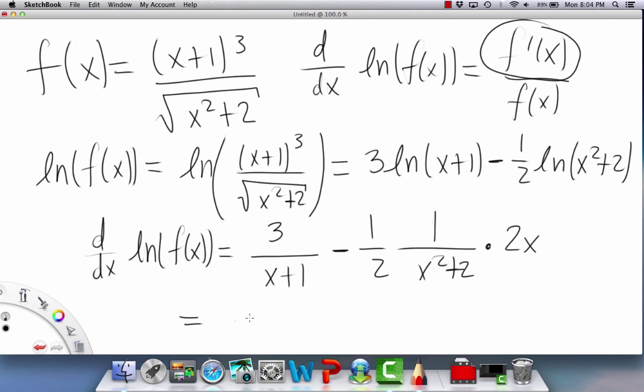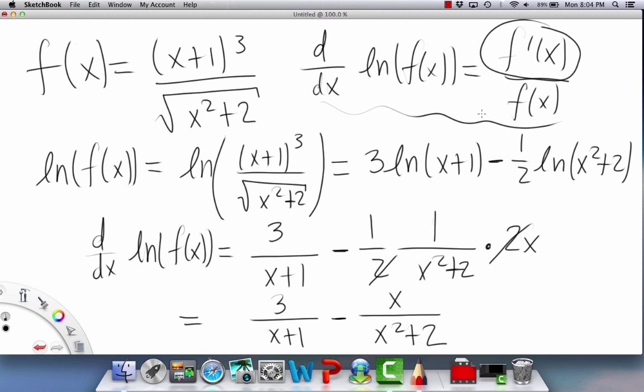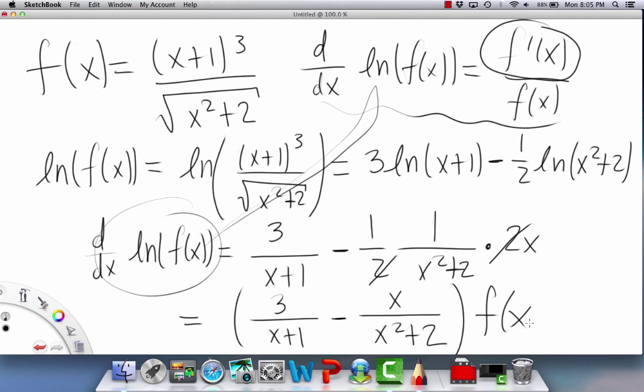Okay, let me rewrite this a little bit cleaner. So now we have 3 over x plus 1 minus, and the 2's cancel, right? So we're just left with x over x squared plus 2. Okay, and now we're not done. This isn't our f prime of x, because if we look at the formula up here on the top, to get f prime of x alone, we have to multiply the original function over to the other side. So what we have is on the left. Then we have to multiply this times our f of x.